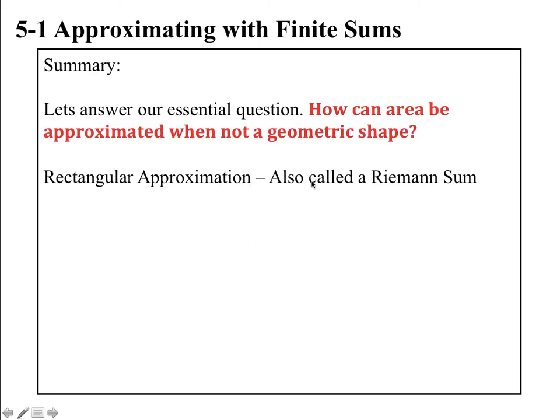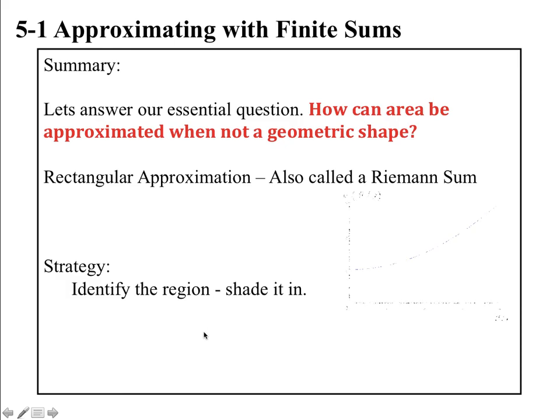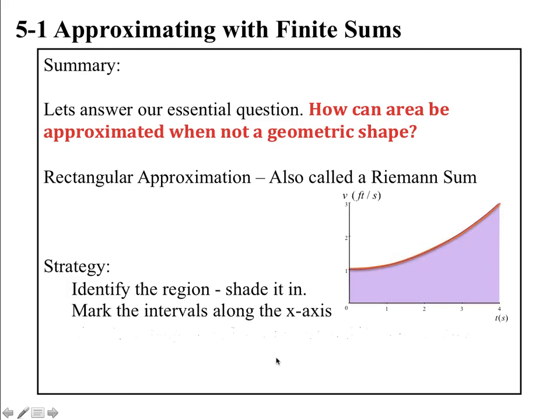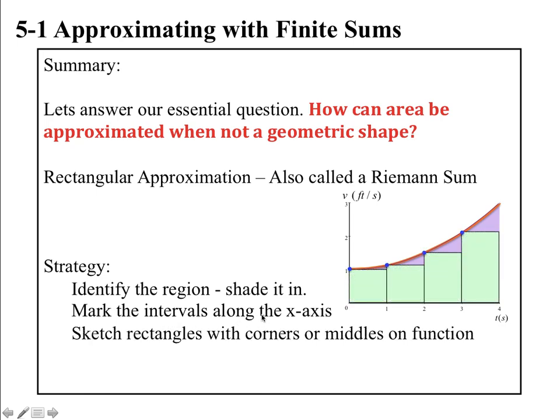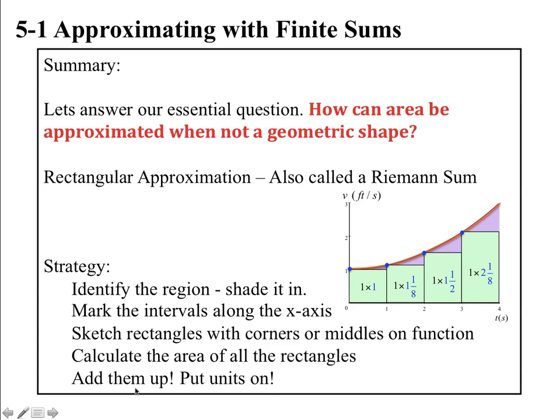So for our rectangular approximations, also a Riemann sum, our strategy is to identify the region and shade it in. For instance, we want to get that region shaded in, mark the intervals along the x-axis, sketch the rectangles with their appropriate corners or middles on the function, and then calculate the area of all those rectangles and add them up. And then make sure to put your units on. Units become really important for these applications.